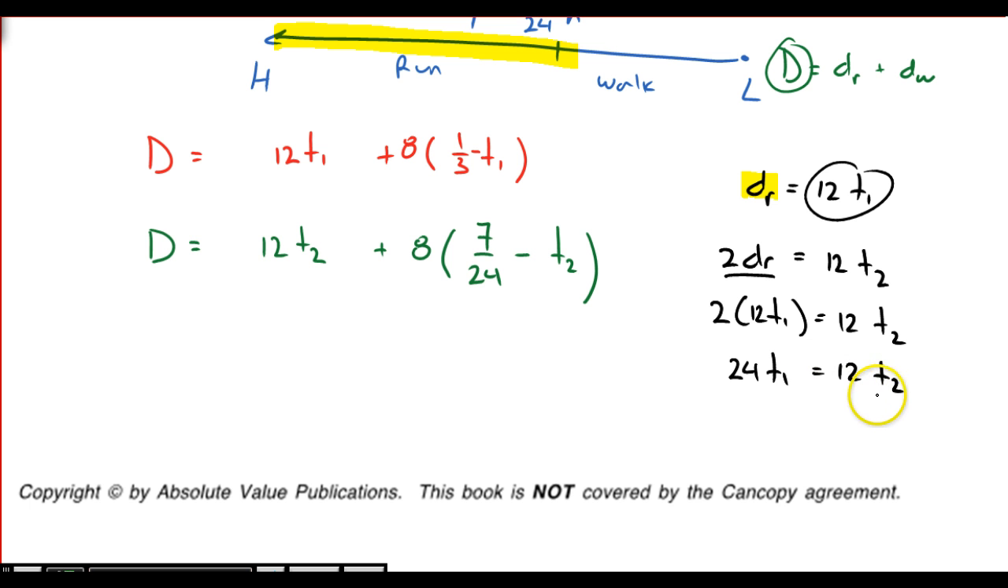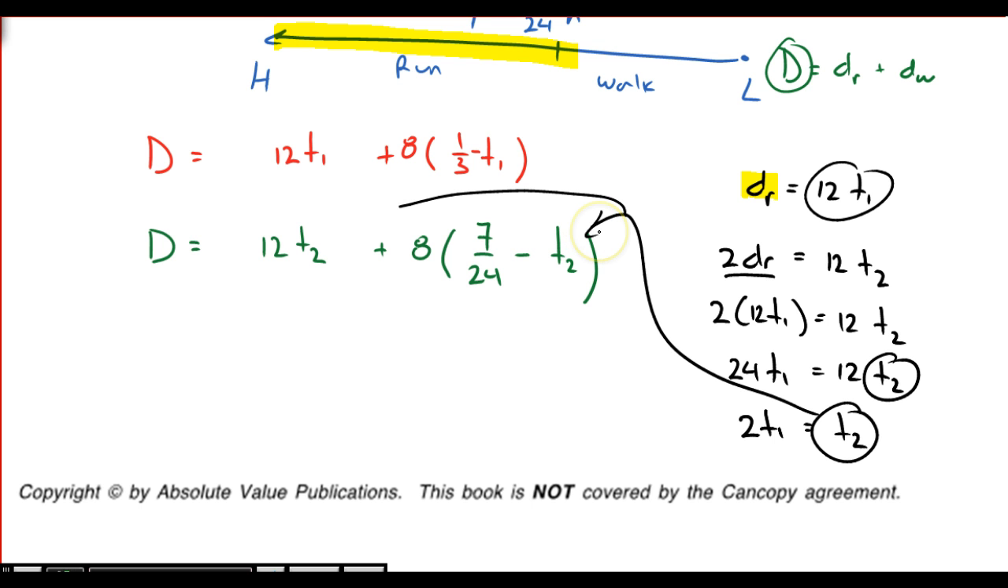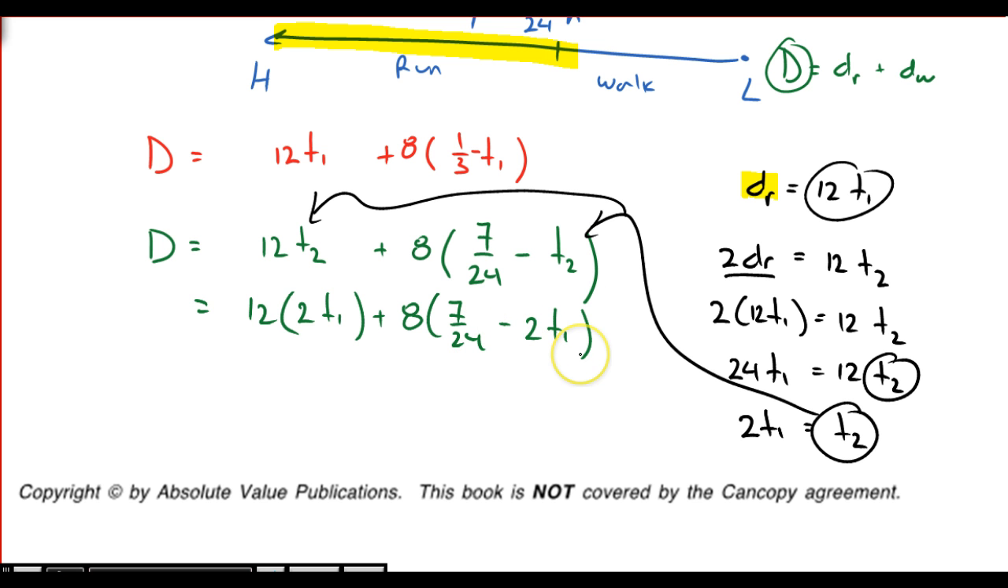And what I'm going to do now is solve for t2 and then substitute that into my second equation, the green equation. So 24, divide both sides by 12, and I get 2t1 equals t2. So now that I have t2, I'm going to go ahead and put that into here and into here. And I'm going to rewrite my green equation to be 12 times 2t1 plus 8 times 7 over 24 minus 2t1. Okay, and now I have two equations that are all in terms of t1.